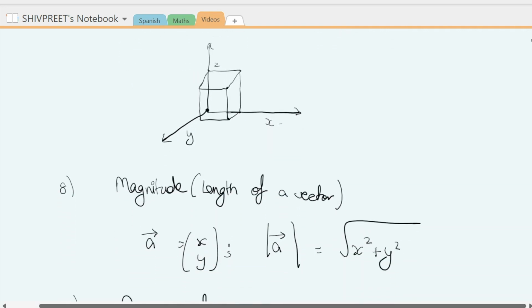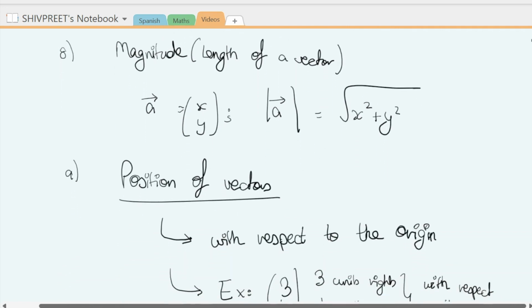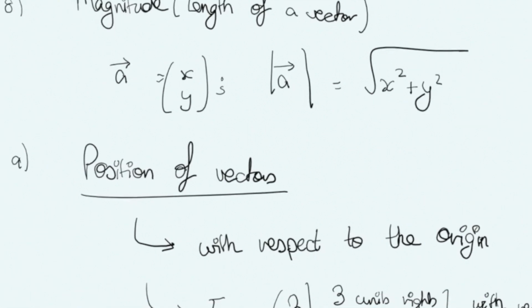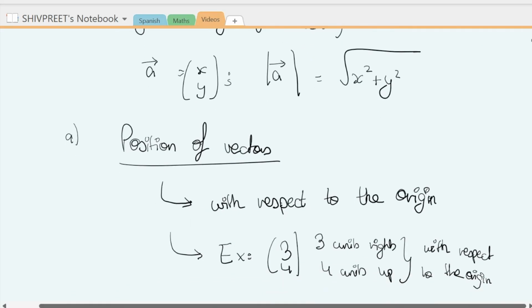This is but a basic idea of what exactly vectors are useful for. Then the magnitude of a vector is equal to the square root of x square plus y square. Magnitudes are always positive; they can never be negative, or length can never be negative. So that's why I just put the absolute sign there.